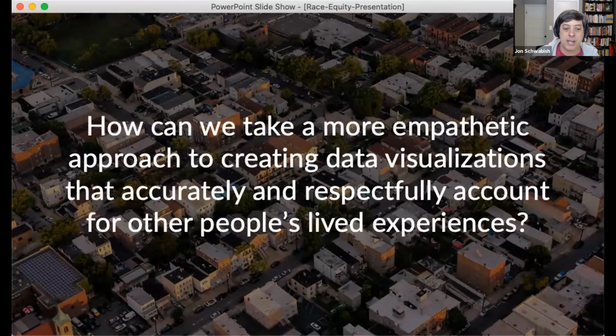And how can we take a more empathetic approach to creating visuals that respectfully account for other people's lived experiences? And I think the way that we can do this is to start to communicate more with the people and communities that we are working with. This does not mean that the research should not be objective, or that the communities dictate what should and should not go on in the visualizations or in the research or in the models. It is instead to better understand and, as I note here, respectfully account for those experiences so that when we present the results, we're presenting them in a respectful way and trying to bring the communities into our research.